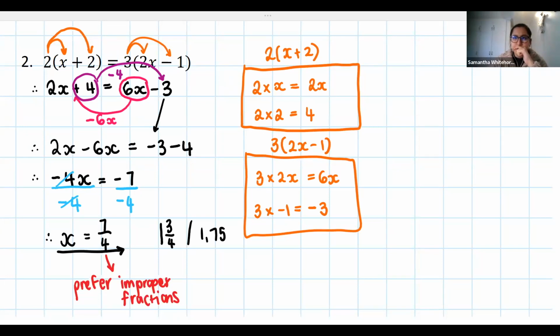Ma'am, I have a question. Is it a must to minus and add your like terms? Yes, because they're like terms. So to simplify and to solve for x, we need to get one x term. So we would have to add and subtract them, yes.